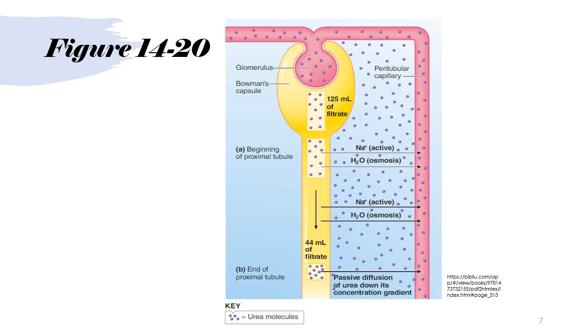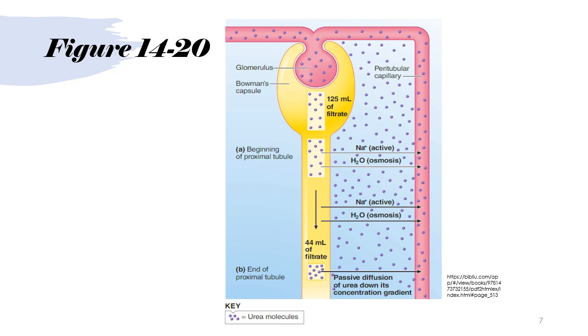Figure 14-20 depicts passive reabsorption of urea at the end of the proximal tubule. So at the beginning of our proximal tubule here, in Bowman's capsule, urea is at the same concentration as in the plasma and surrounding interstitial fluid. By the end of the proximal tubule at point B here on the graph, 65% of our original filtrate has been reabsorbed, concentrating the filtered urea in the remaining filtrate, and therefore this establishes a concentration gradient favoring passive reabsorption of urea.